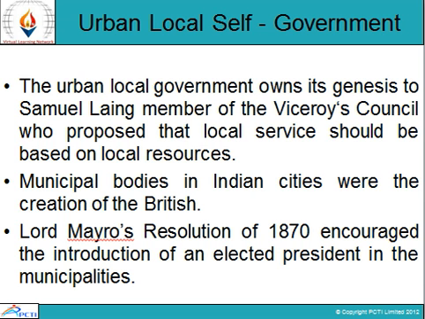Municipal bodies in Indian cities were the creation of the British. Till the passage of the 74th Amendment, there existed 5 types of urban government: municipal corporation, municipal councils, town area committee, notified area committee and cantonment boards. Madras was the first to have the municipal corporation in 1687. It was followed by Bombay and Calcutta in 1762.